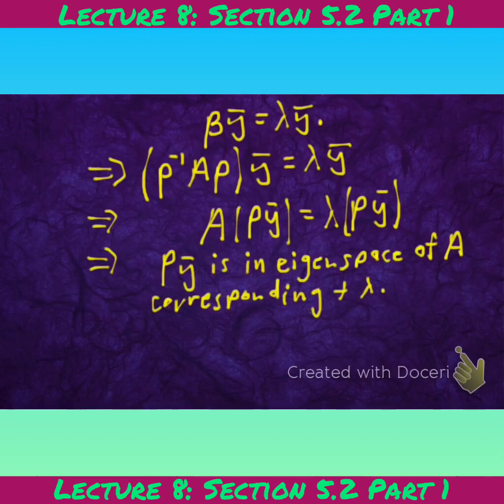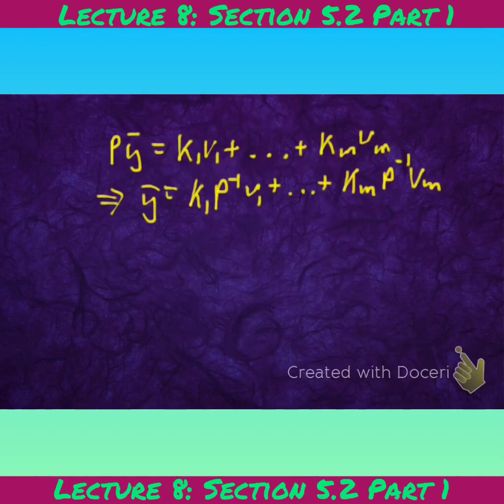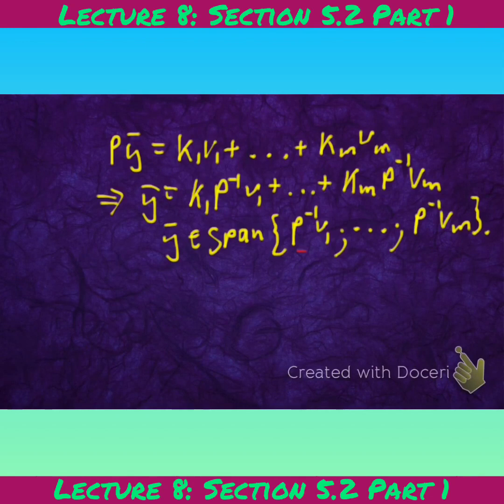So therefore, Py is in the eigenspace of A corresponding to lambda. So that implies that we can express Py as a linear combination of the basis vectors. So you can express it there as a linear combination of the basis vectors. So y is in the span of these vectors.